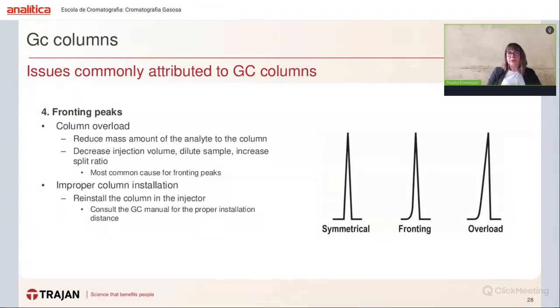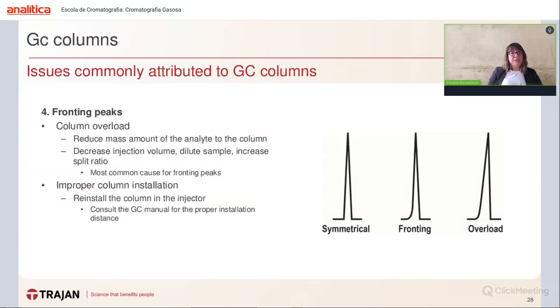Overload of the column is when we inject too much of our sample. So we should reduce the amount of our sample injected into our GC system, either through lower injection volume, increasing the split ratio in our injection port, or diluting the sample. And this is the most common cause for fronting peaks and overload.